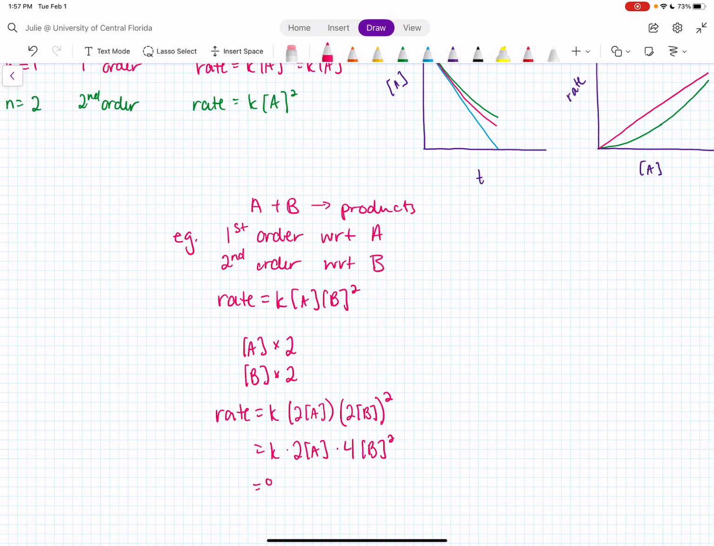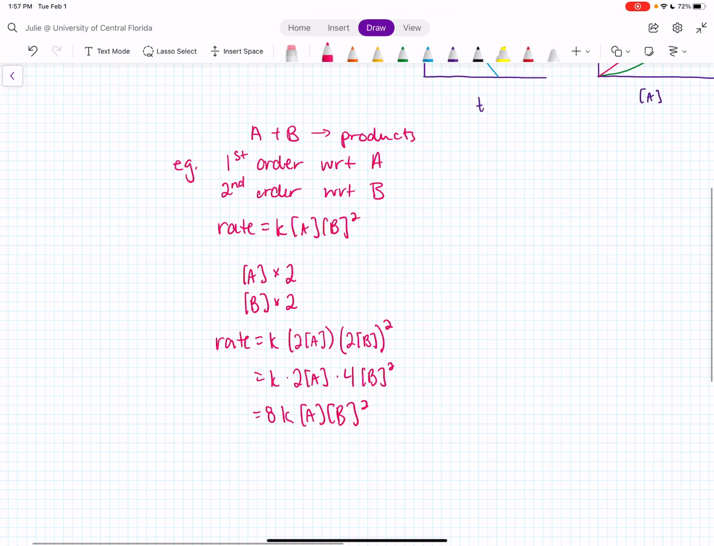So if I collect those factors, I get 8K times the concentration of A times the concentration of B squared. And so the rate is multiplied, in this case, by a factor of 8. All right, so the reaction is going to proceed 8 times faster if I double the concentration of both A and B. Okay, now, once again, remember those orders, they have to be determined experimentally, and we'll talk more about how to do that later.